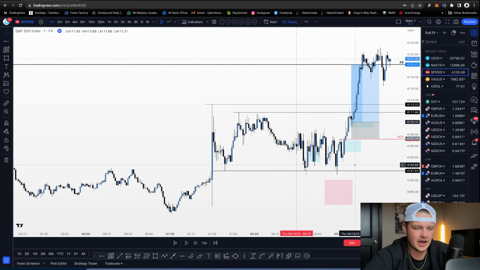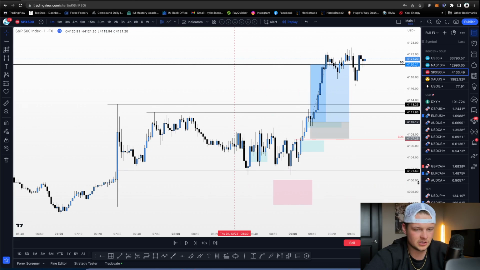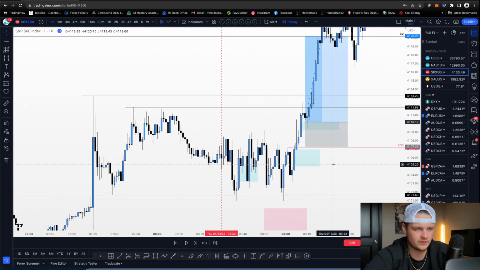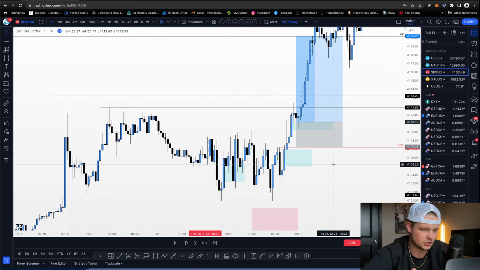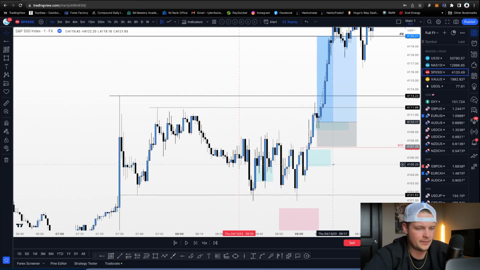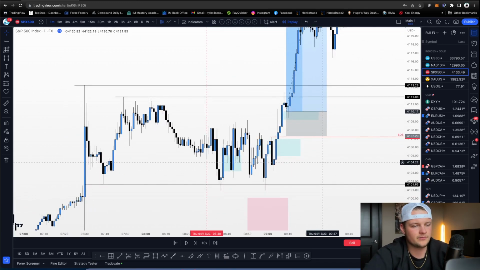So guys, hopefully that helps. That is the other entry model, using the break of structure entry model versus only fair value gaps, but a little bonus training, just throwing in what would happen if you looked at fair value gaps as well.